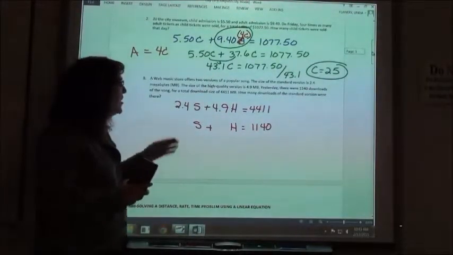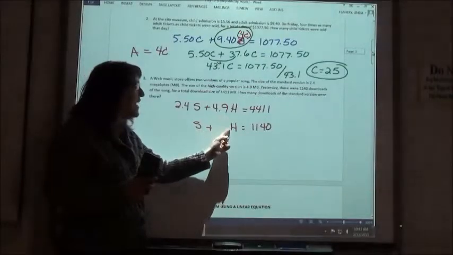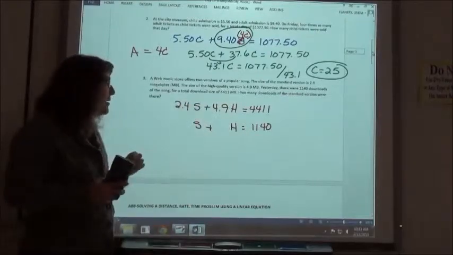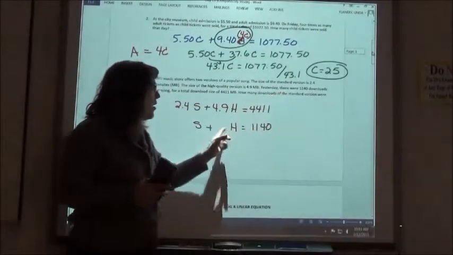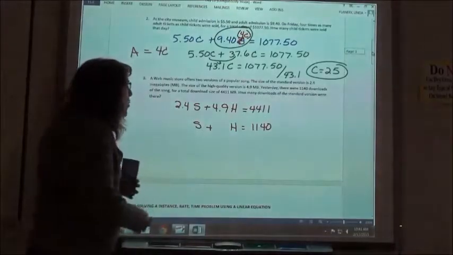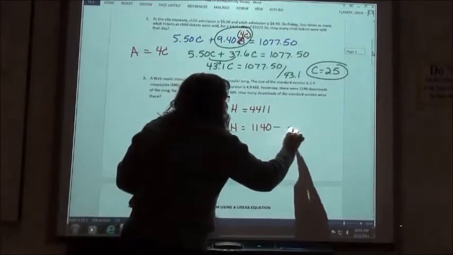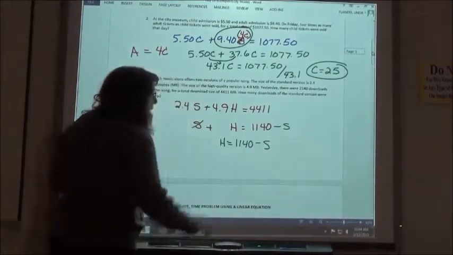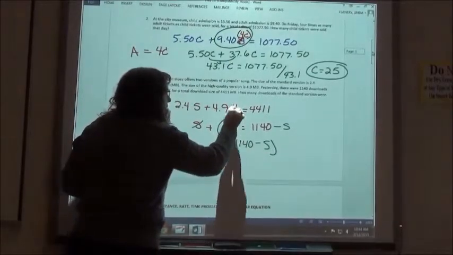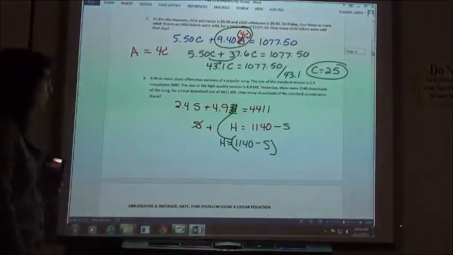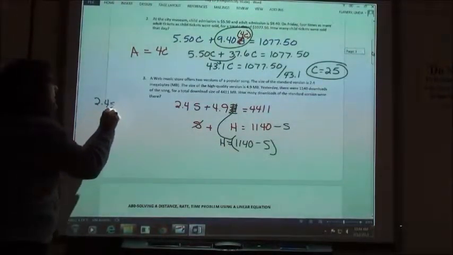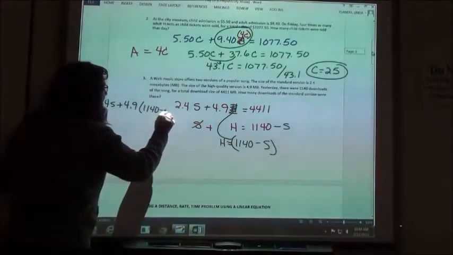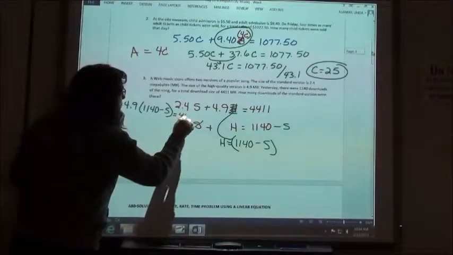If I want to solve this for the standard version, I want the second equation solved for the high quality one so that I can substitute it in and replace that. So, whichever one you're solving for, you have to rearrange this equation for the opposite one. So I'm going to move the S to the other side, and so H is equal to 1140 minus S. I now can take that, put it in for the H up on my top equation. So 2.4S plus 4.9 times 1140 minus S is going to equal my 4411.